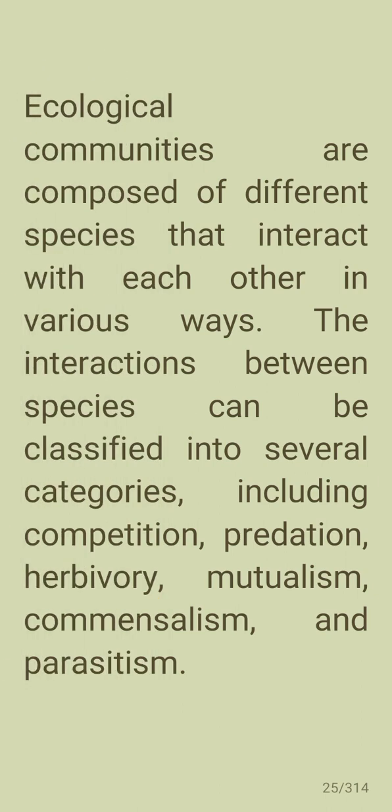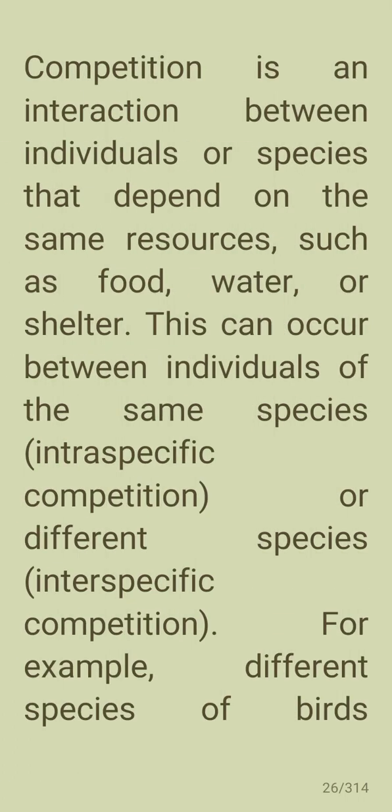Ecological communities are composed of different species that interact with each other in various ways. The interaction between species can be classified into several categories including competition, predation, herbivory, mutualism, commensalism, and parasitism.